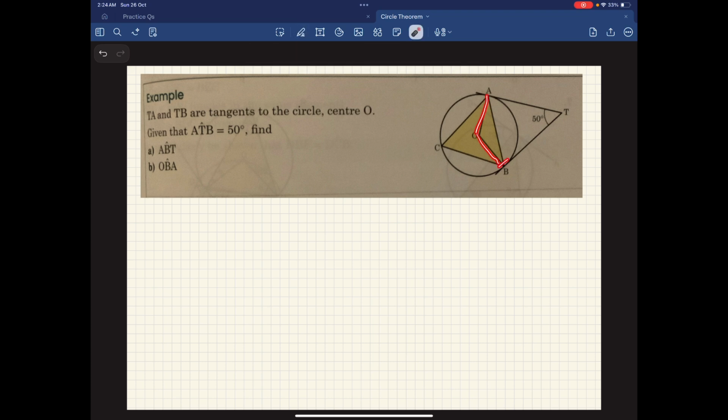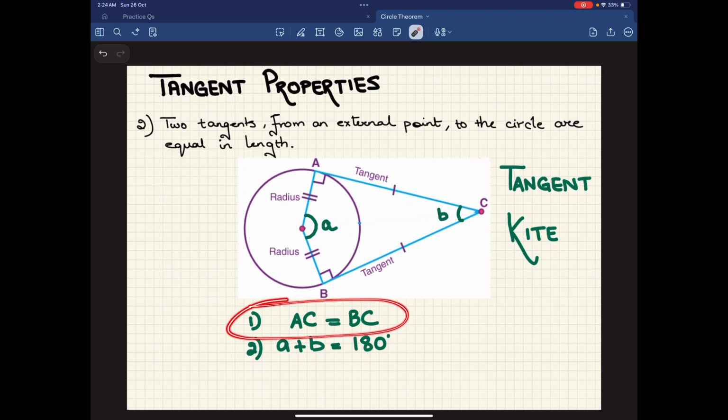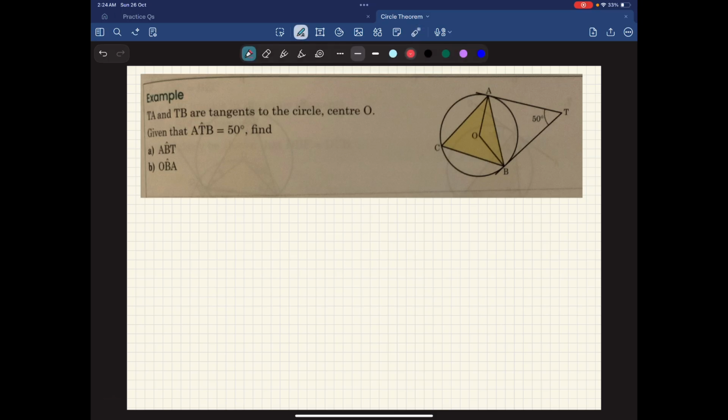Why? Because we have an external point T and we have two tangents drawn from this external point to the circle. So we know that BT and AT are going to be equal because this is our tangent kite property, right? So let's mark them as equal. And we know that the angle between a tangent and a radius is 90 degrees. So let's mark this as a right angle.